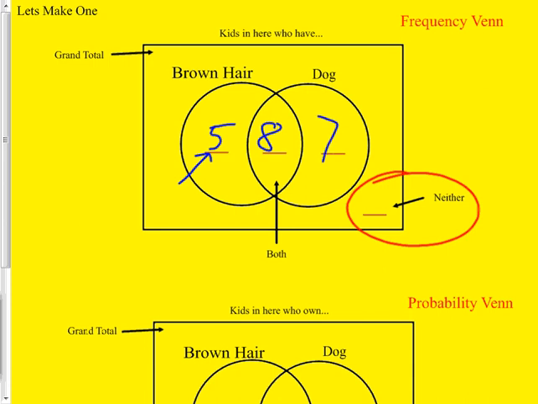How many of you don't fit into either the brown hair or the dog categories? You're in neither. 1, 2, 3. All right. So now you see how these are all developed. Now notice this is the grand total up here. I really do recommend it, it helps a lot because you're doing probabilities, which is usually out of the total. It's really smart to add them all up.